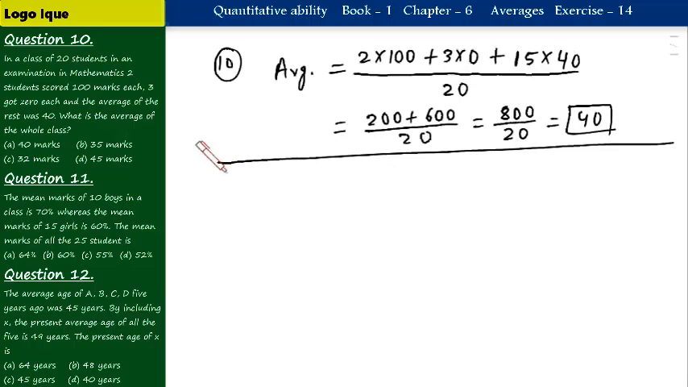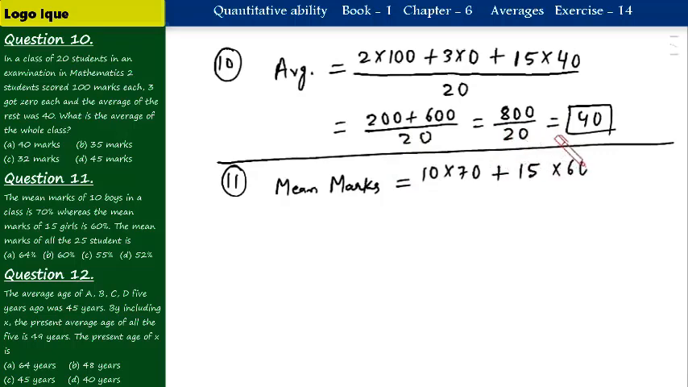Alright. 11th question. The mean marks of 10 boys in a class is 70%, whereas the mean marks of 15 girls is 60%. The mean marks of all the 25 students is. This is again a direct question of weighted average. So mean means average, right? So mean marks would be equal to the total sum of marks. Now for boys, there are 10 boys and every boy has got 70% marks. So the sum of boys will be 10 into 70. Similarly, the total sum of girls would be 15 girls and average is 60, so into 60. Divide by total number of students, which is 25.